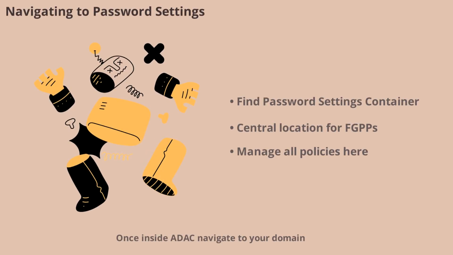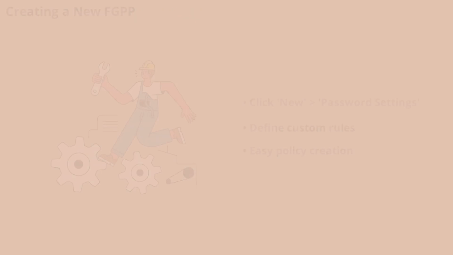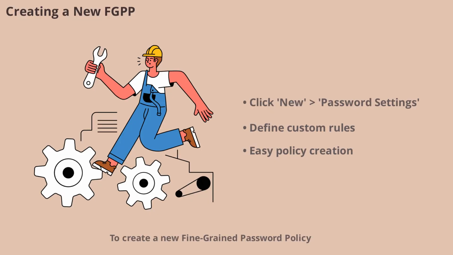Once inside ADAC, navigate to your domain, then expand the system container. Inside, you'll find the password settings container. This is where all your FGPPs are stored and managed. Here, you can view existing policies or create new ones tailored to your organization's needs. To create a new fine-grained password policy, click on New in the upper right corner of the Password Settings container, then select Password Settings. This opens a form where you can define the specific rules for your new policy, such as password length, complexity, history, and lockout settings.